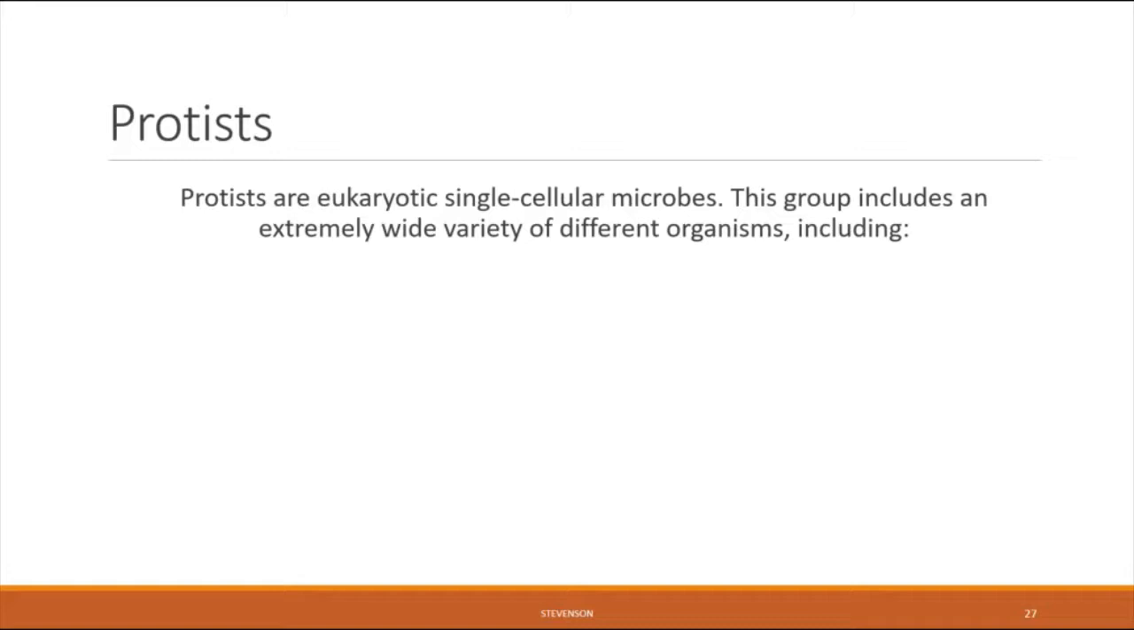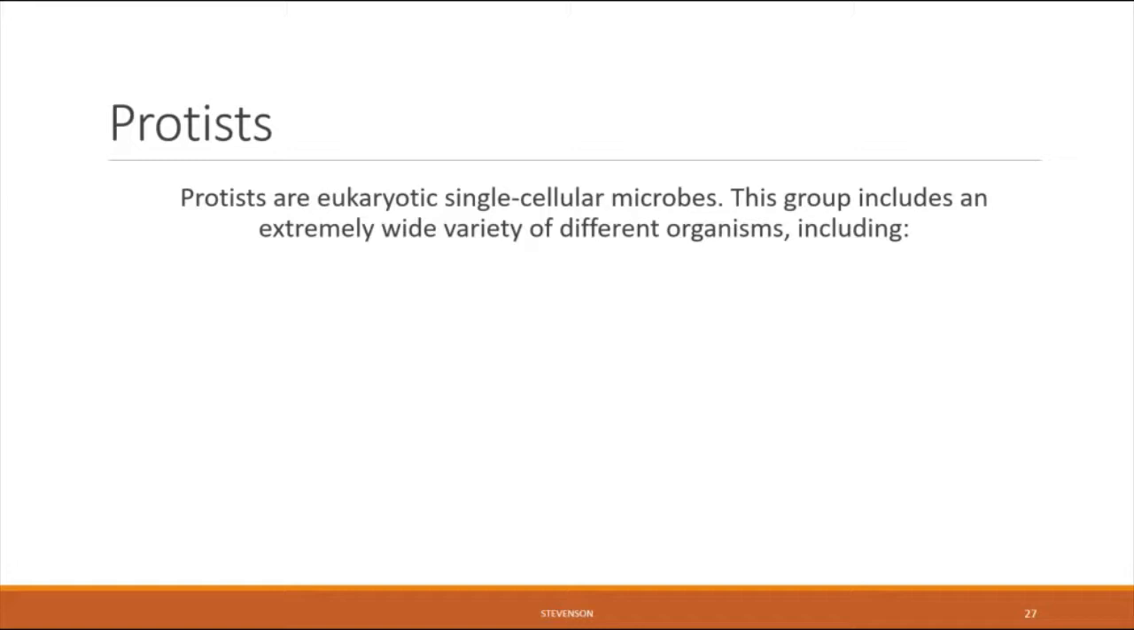So they're made of the larger, more complex type of cell that has a nucleus and internal structures, but they're made of only one of those cells. They're not multicellular. Because protists are so diverse, there are a wide variety of different subgroups within this protist category, and we'll talk about just a few of them.